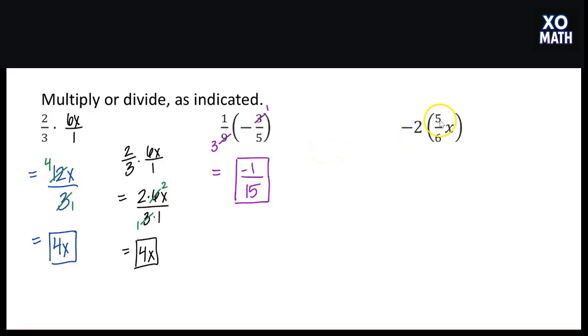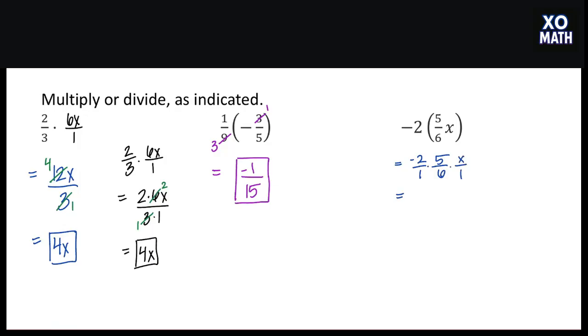Here we have -2 times 5/6 x. Sometimes students see parentheses and think that they need to distribute, but we only distribute over addition or subtraction, and inside here is also multiplication. So this is -2 over 1 times 5 over 6 times x over 1.